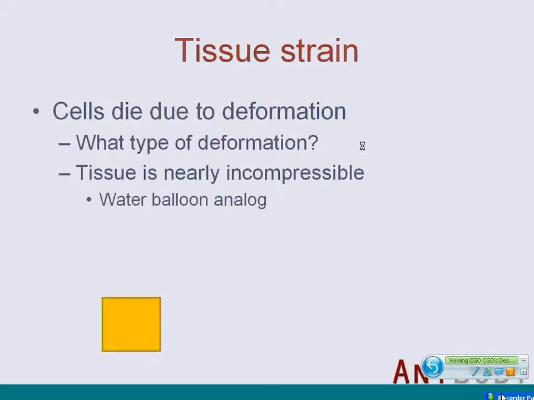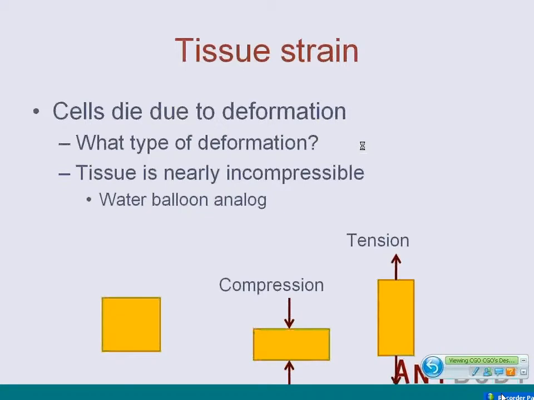And why is that important then? Well, tissue strain is important because, as I mentioned in the beginning, cells die due to deformation. So the question is, what type of deformation? Because tissue is nearly incompressible. That's why I gave the analogy of the water balloon, where you squeeze it and then it extends in the other direction. So I have a little example here where you have the yellow box. You can see if you compress that, then it becomes wider in the other direction, because the volume is basically constant, or the area in this case is constant.